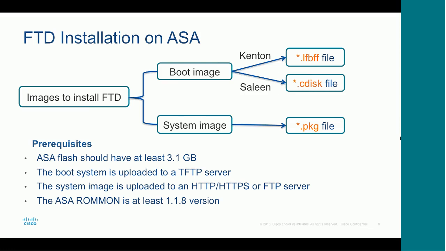So the installation consists of two parts. First, we need to upload the boot image to our ASA, and second, after a successful upload of the boot image, we can proceed with the system image installation.